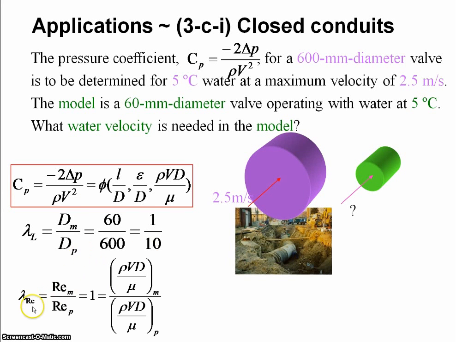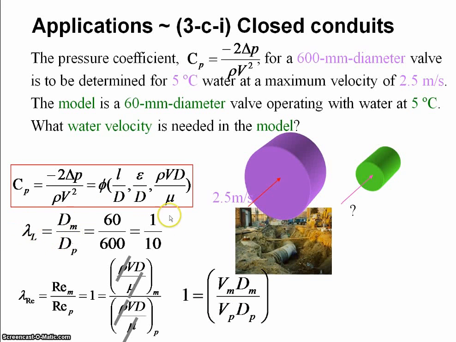Next, we will require the Reynolds number to be the same between the model and prototype. This is a requirement, and so in other words, the ratio is 1. In this one, the density is the same because we use the same water. Similarly, viscosity should be the same. So we end up with a relationship of Vm dm divided by Vp dp.